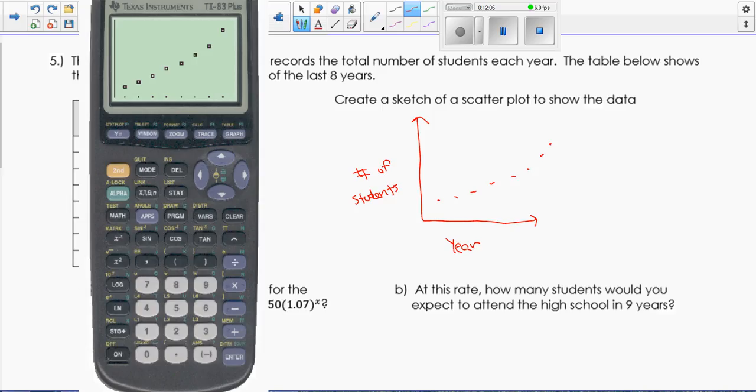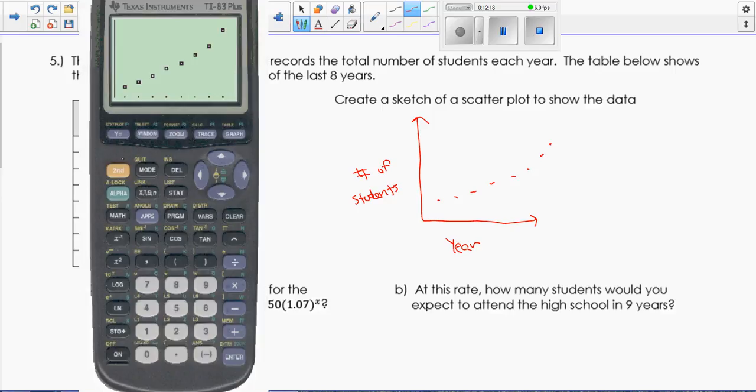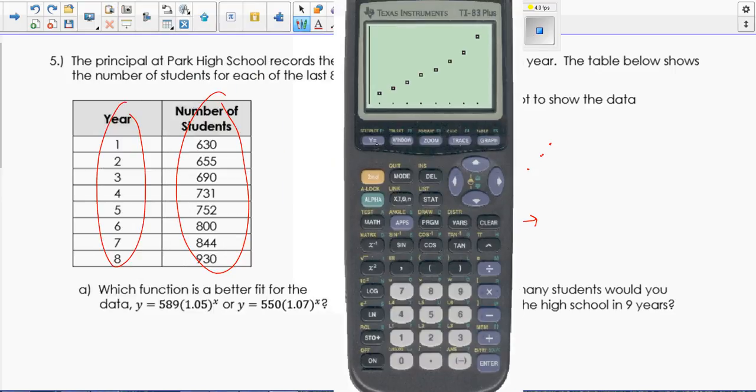Okay. And then part A says which function is a better fit for the data. So we have two equations, and if you notice, they're both exponential. So what we're going to do is we're going to do y equals, and we're going to put both of those into our calculator. So 1.05 to the x, and then we're going to enter in the other equation as well. So 550 times 1.07 to the x, and then we're going to go ahead and hit graph, and we're going to see those lines follow.